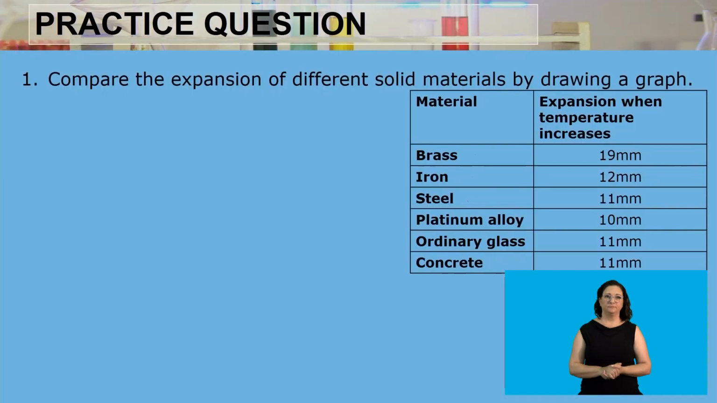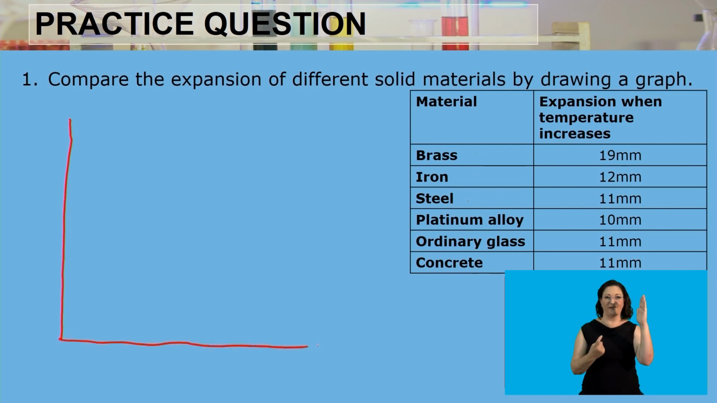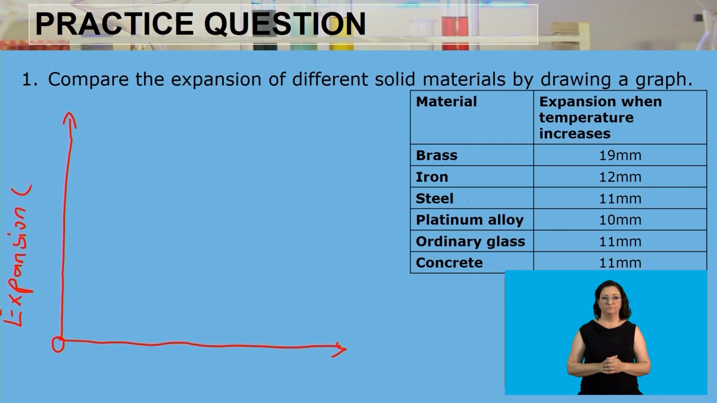So in drawing a graph, we have our y-axis and we have our x-axis. Remember that we need to label our axes, and this is our origin where the two axes meet. So on the y-axis, we have the expansion. That's in millimeters, the units that we are given here. And then on the x-axis, we have the material.